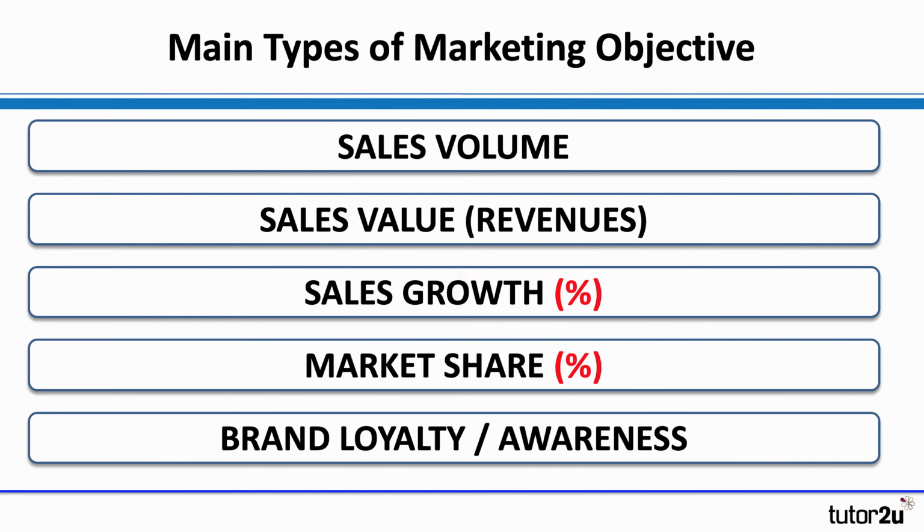Here on the screen are the five main types of marketing objective. Sales volume, which, going back to our crisps example, is the volume, the quantity sold. You might also have an objective in relation to the value of the volume sold, the sales value or revenues. And two very common ones, sales and market share percentages. Sales growth, the growth of the business, that's not the growth of the market, it's the growth of the business itself in terms of the value of the sales, and the growth or the percentage of the market owned by the business, the market share.